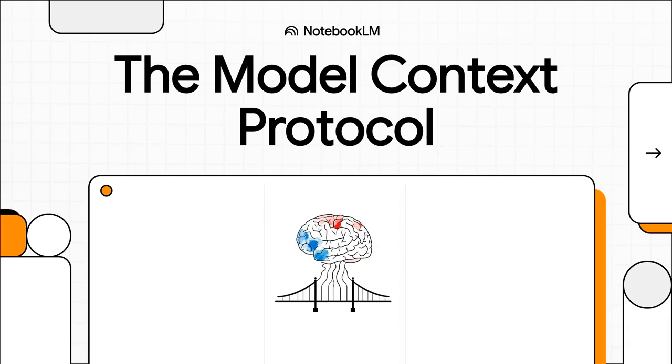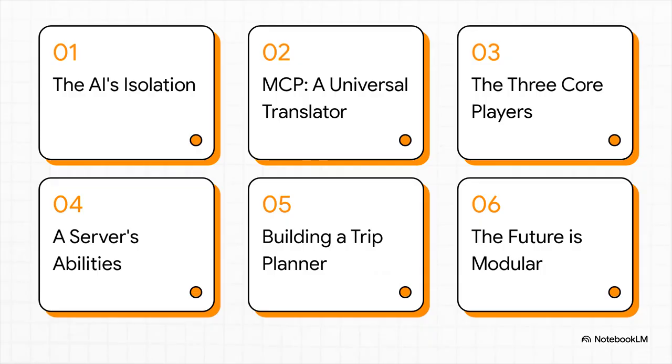Hey everyone, and welcome. Today we are tackling one of the biggest questions in AI right now. How do we get these super powerful models out of their digital boxes and into the real world? How do we let them actually book a flight or check your calendar or look at live data? Well, let's dive in. So here's how we're going to break it down.